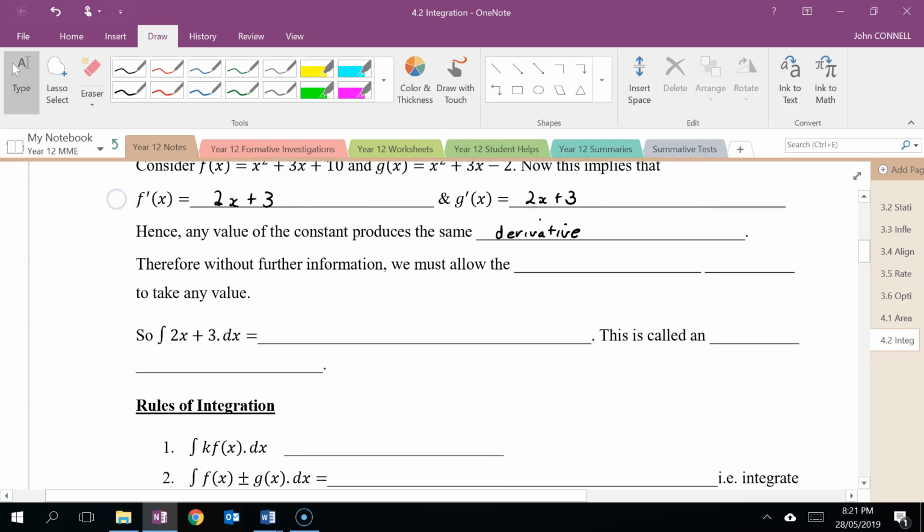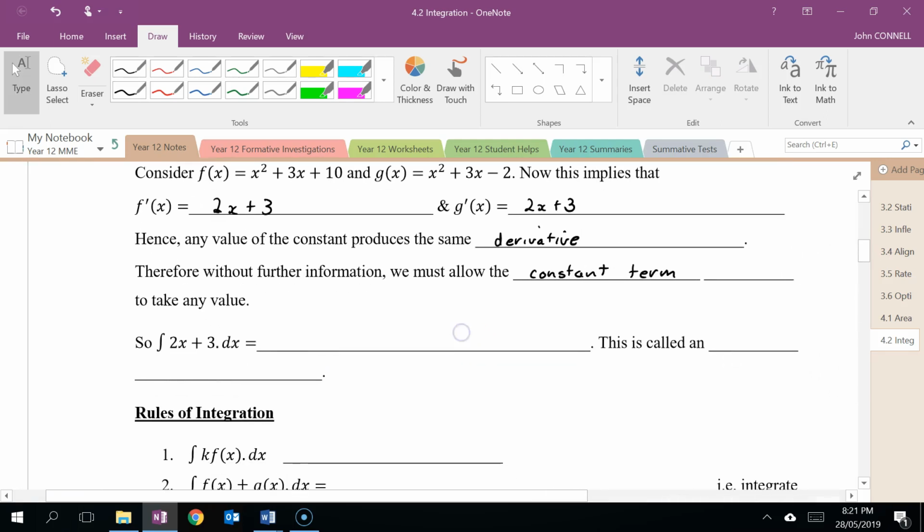And so we add in this c to say, well, it might be either. We don't know. If we don't have any more information, we've got to really just say we don't know. So we just put in this constant term to say it could be any constant term taking this place. So then what we say is that the integral of 2x plus 3 is x squared plus 3x plus c. And as we said before, this is called an indefinite integral.